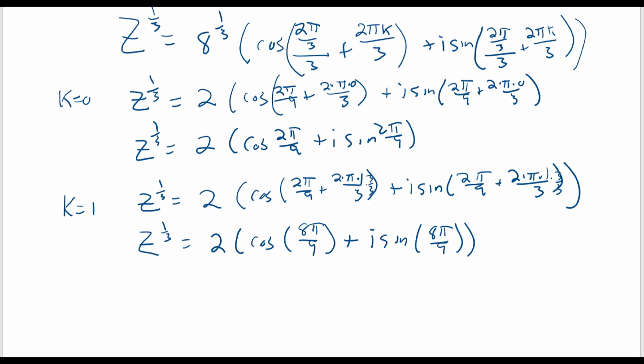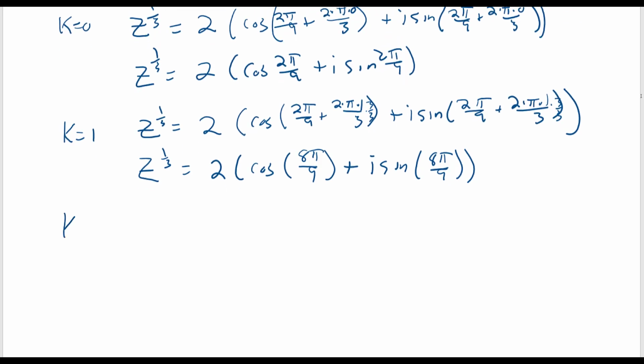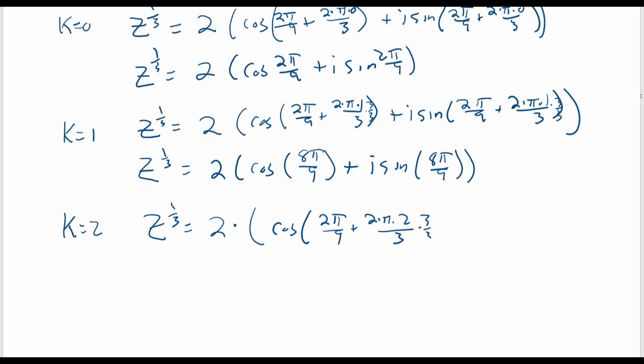Okay, moving on, make sure I get my parentheses in order. The last one, k equals 2. So our z to the 1/3 is going to be 2 times cosine of 2 pi over 9 plus 2 times pi times 2 over 3. And again, to have the same denominator, we'll multiply by 3 over 3. Plus i sine of 2 pi over 9.